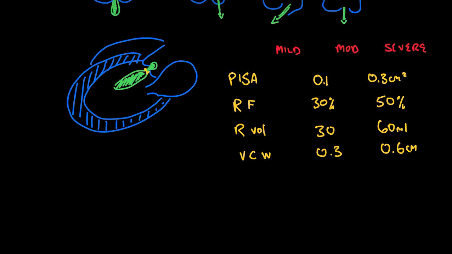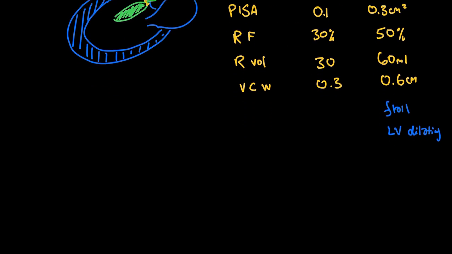If you see that there is a flail leaflet, that typically goes with severe. If you see that the left ventricle is dilating, that would also typically go along with a severe jet. And there's one other concept that I want to talk about that we can get from our apical 4-chamber view.